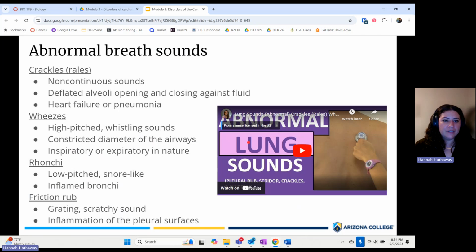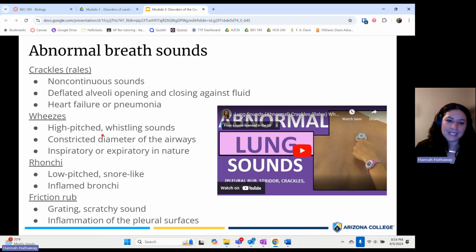Okay, so when we're thinking about respiratory issues, obviously we're going to think about how the lungs are working, and you can learn a lot about how the lungs are working just by listening to them. So these are some different types of abnormal lung sounds. Crackles, which we've already heard, is essentially due to fluid in the lungs. Crackles is usually related to heart failure or pneumonia.